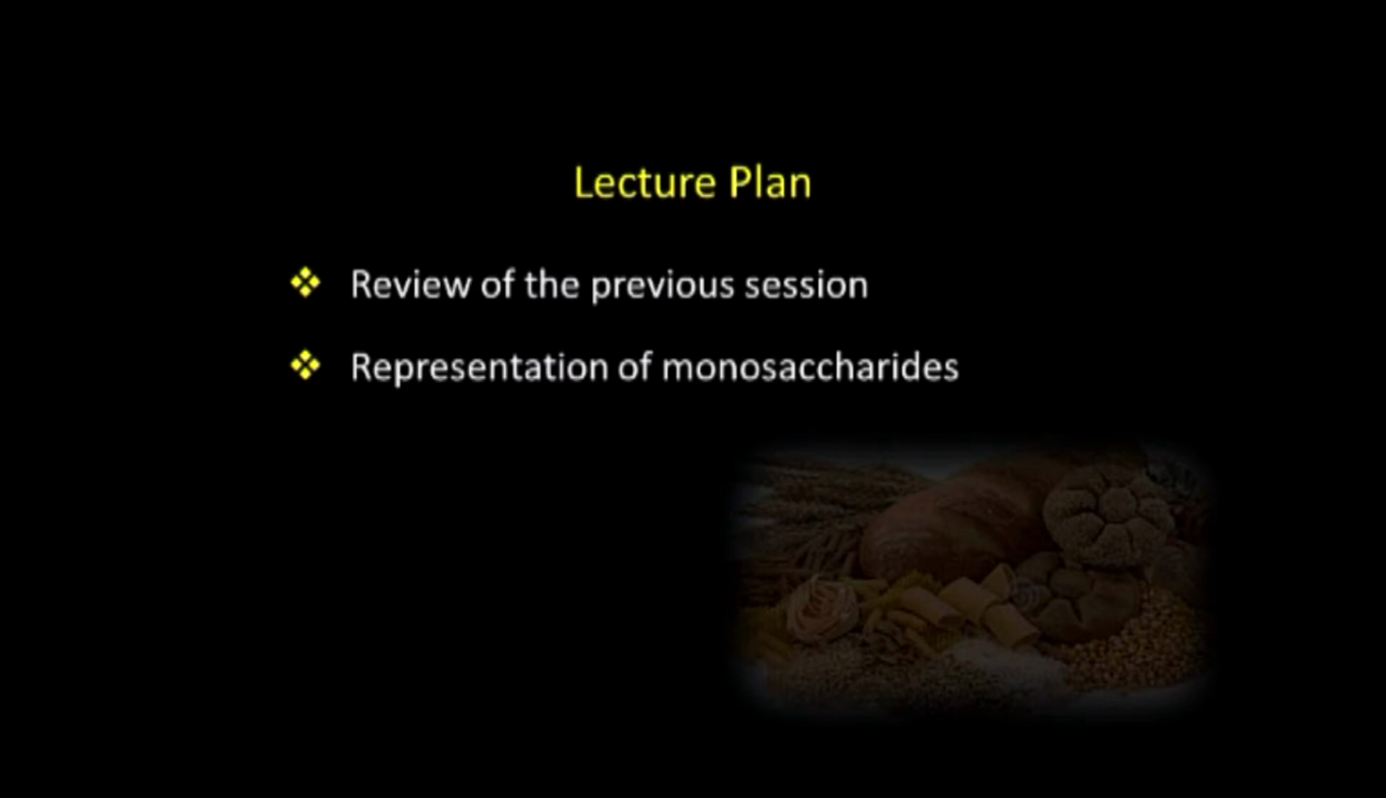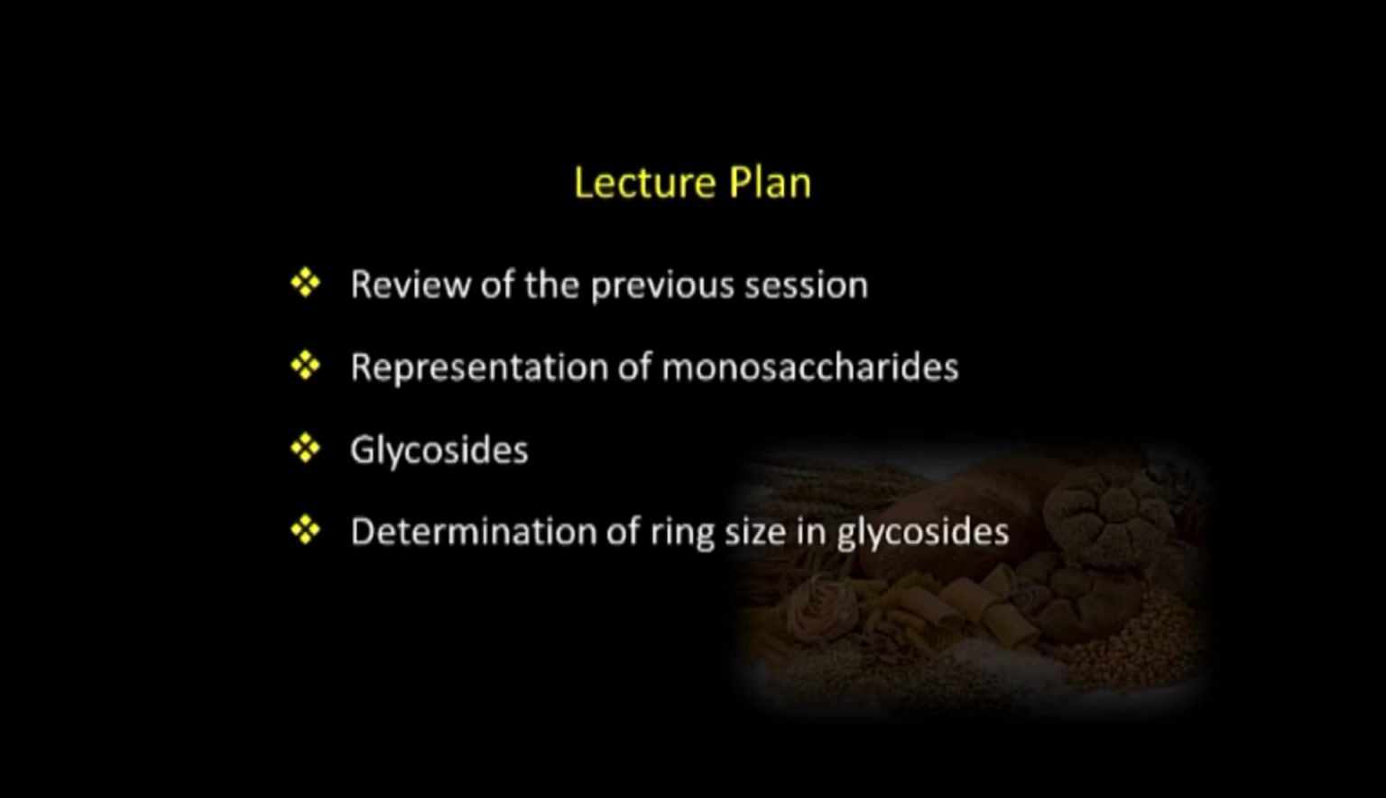Today we will talk about how these monosaccharides, whose examples, glucose and fructose, we have discussed, are represented in different conformations. Then we will talk about glycosides, then how the ring size in glycosides is determined, and how ultimately the ring size in carbohydrates, particularly monosaccharides, is established. And finally, we will summarize today's work.